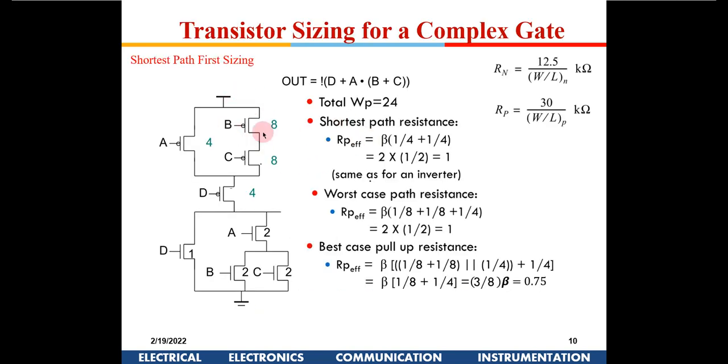Now, the sizing of a complex gate and how to do the sizing. There are several options. The first option is shortest path first sizing. Shortest path means, here in the NMOS, what is the shortest path? This is the shortest path. In this path, there are two transistors. In this path, there are two transistors. So this is the shortest path, and I will keep it as one. One indicates it is the same as that of an inverter, right? So I put one here.